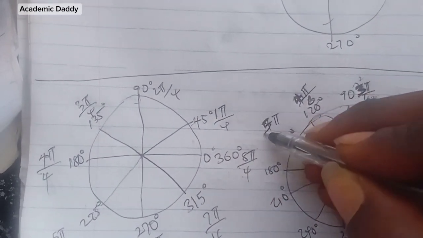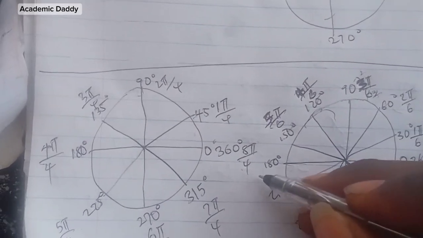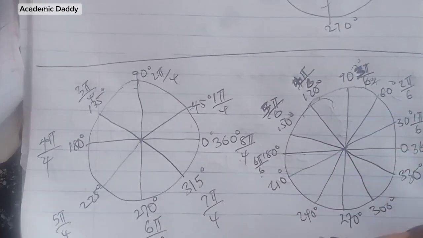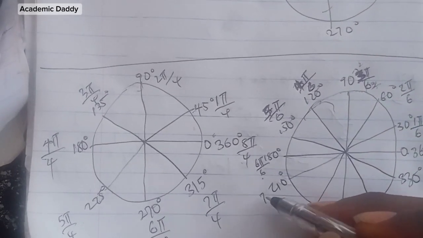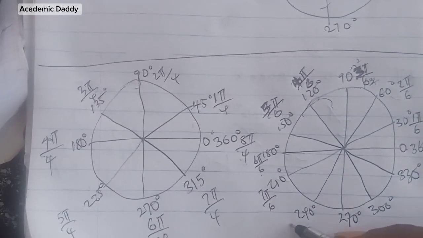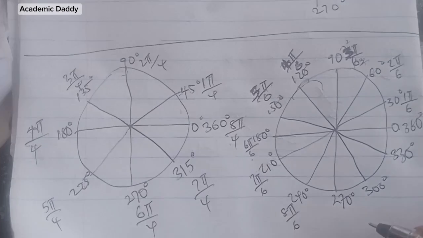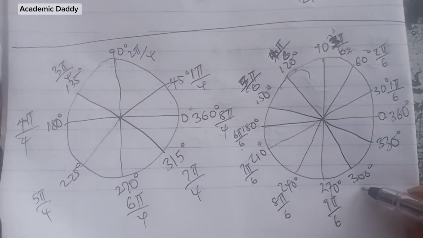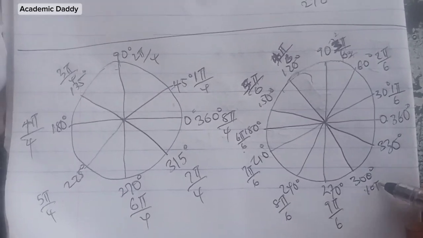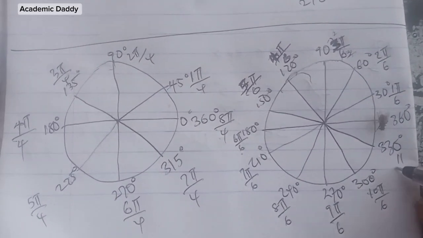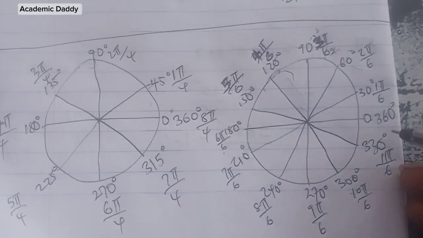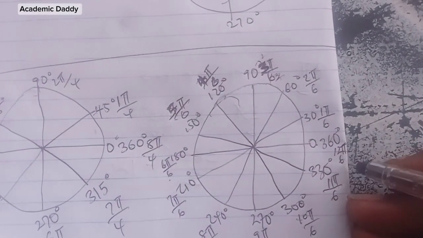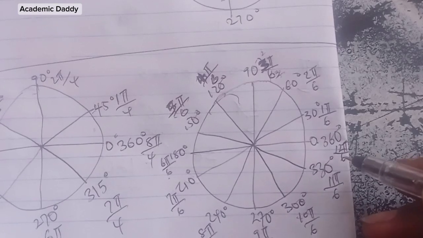150 is 5 pi over 6. 180 is 6 pi over 6, and 6 divided by 6 is pi. Then 210 is 7 pi over 6, 8 pi over 6 for 240, 9 pi over 6 for 270, 10 pi over 6 for 300, 11 pi over 6 for 330, then 12 pi over 6 for 360.